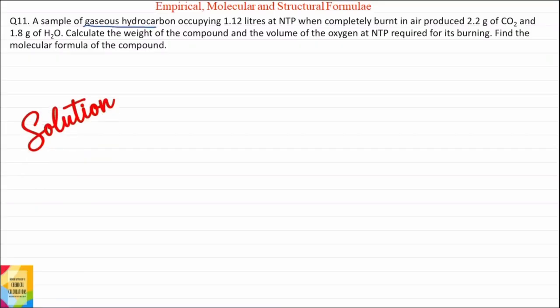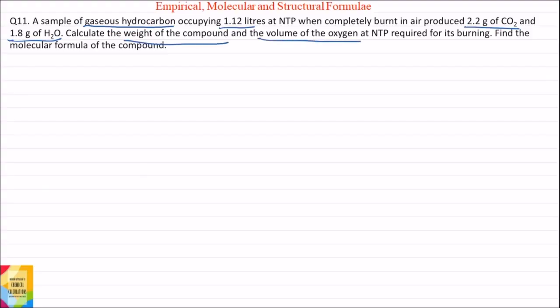So we have some gaseous hydrocarbon whose volume is given, and the weight of carbon dioxide produced and the weight of water produced are given. We have to calculate the weight of the compound, the volume of oxygen, and the molecular formula of the compound. Now let the gaseous hydrocarbon be A, and when it reacts with oxygen, the products are CO2 plus H2O. Since it is a hydrocarbon, it is made up of hydrogen and carbon. Volume of A given is 1.12 liters.